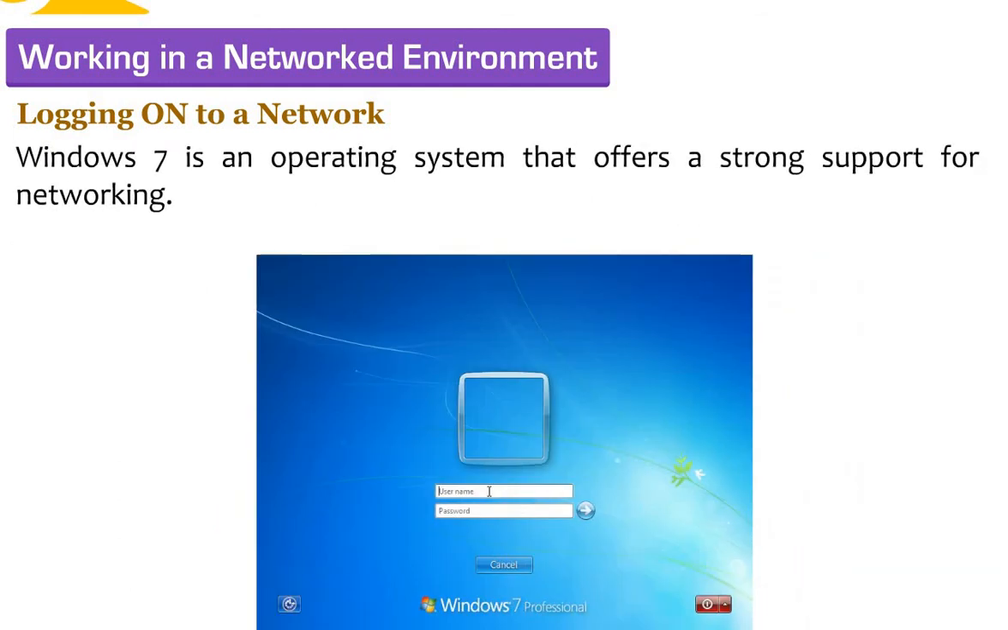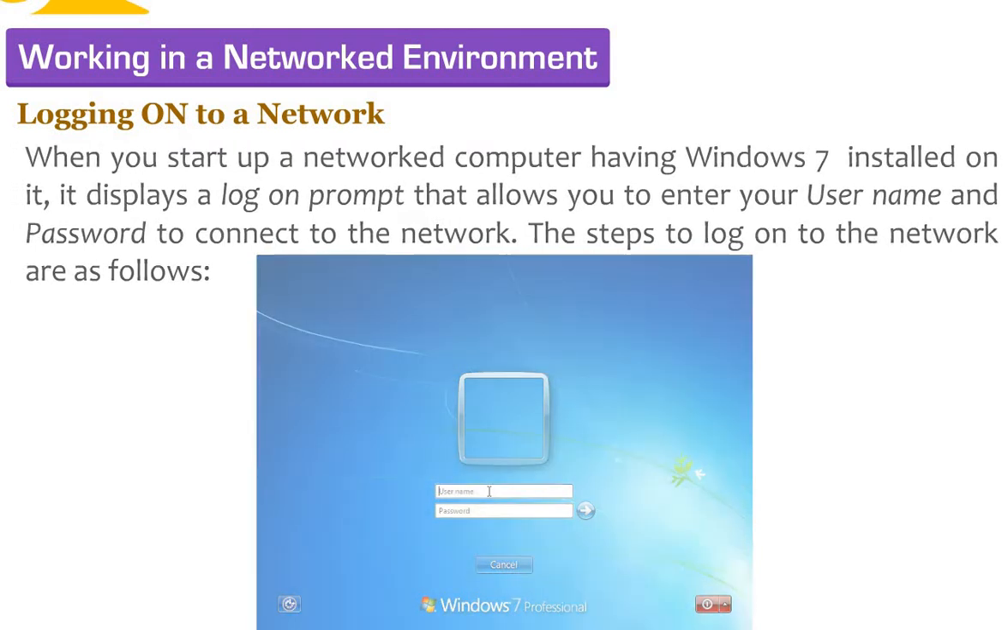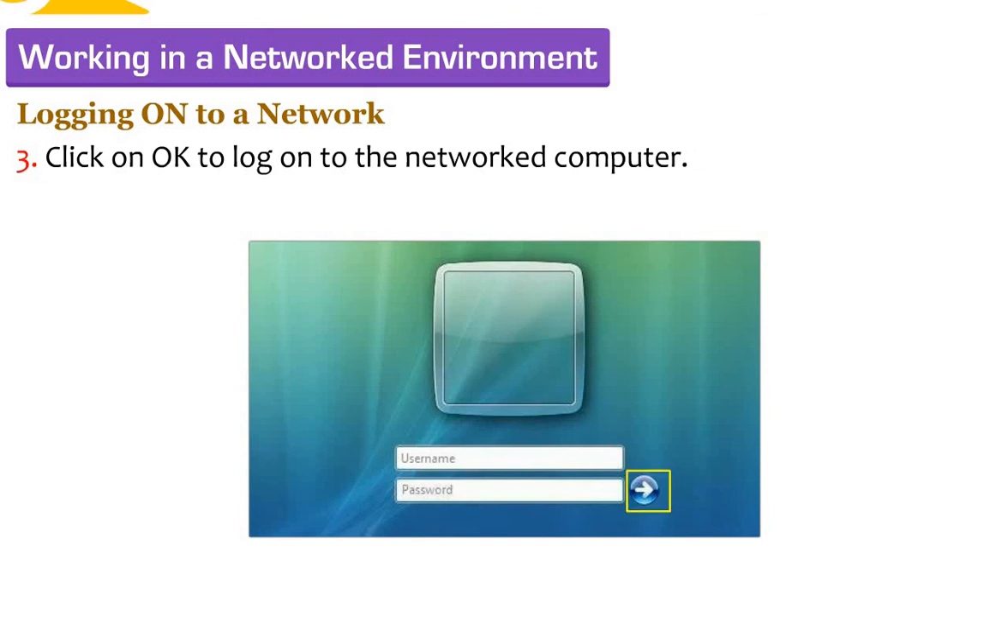Windows 7 is an operating system that offers a strong support for networking. When you start up a networked computer having Windows 7 installed on it, it displays a logon prompt that allows you to enter your username and password to connect to the network. The steps to log on to the network are as follows. Enter your username. Enter your password. Click on OK to log on to the networked computer.